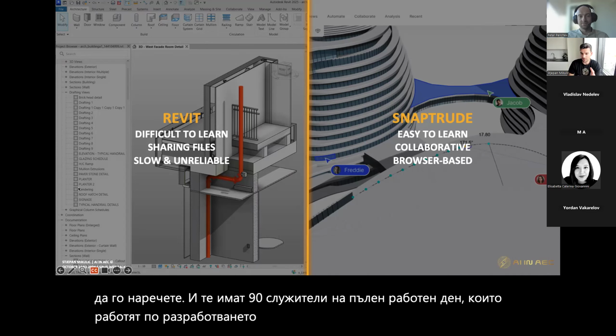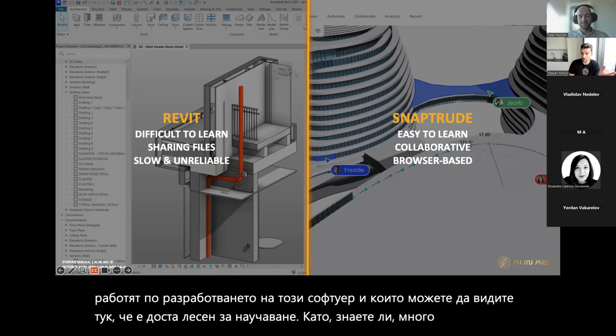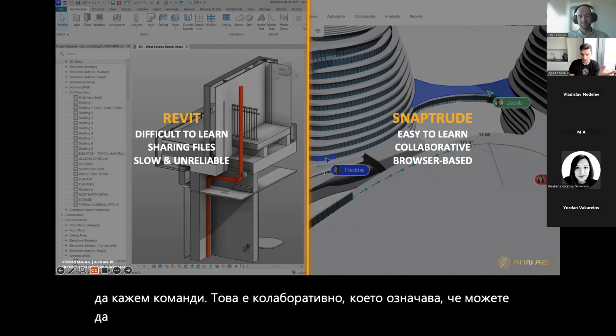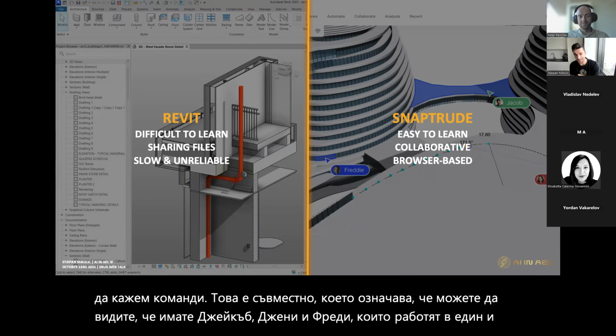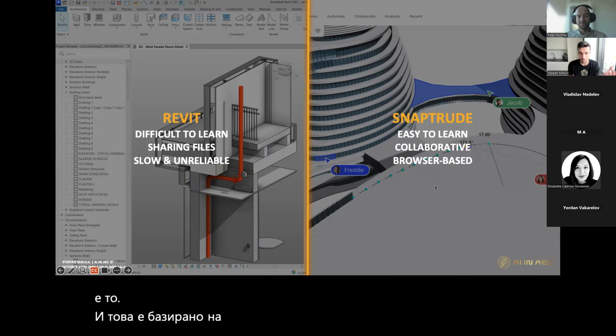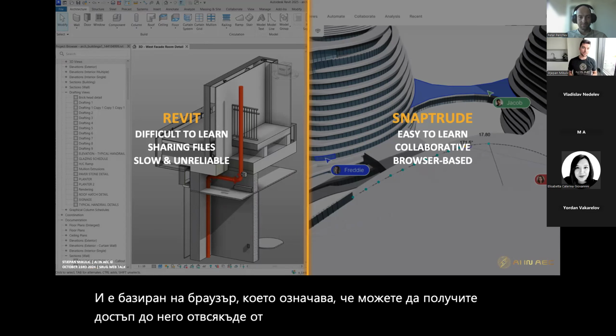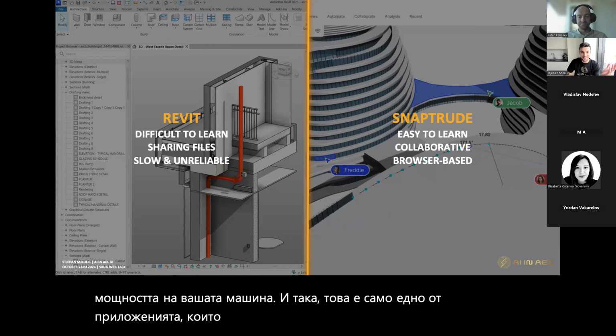And what you can see here is that it's pretty easy to learn. It's very easy commands, let's say. It's collaborative, meaning you can see Jacob and Jenny and Freddie working in the same project at the same time. No more "please, can you synchronize?" or "you holding," whatever it might be. And it's browser-based, meaning you can access it from anywhere, from any machine. It doesn't depend on your machine's power. And this is only one of the apps that I'm going to share. This is only one simple example.